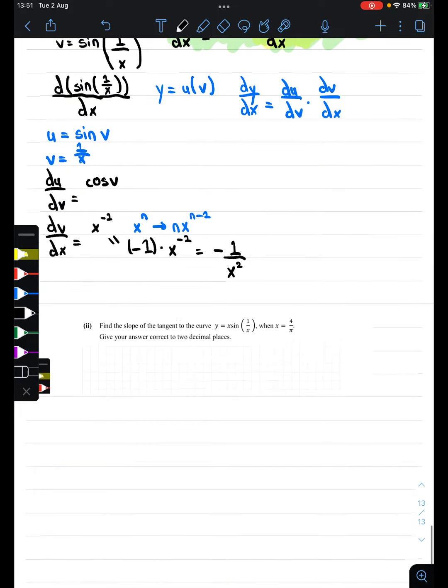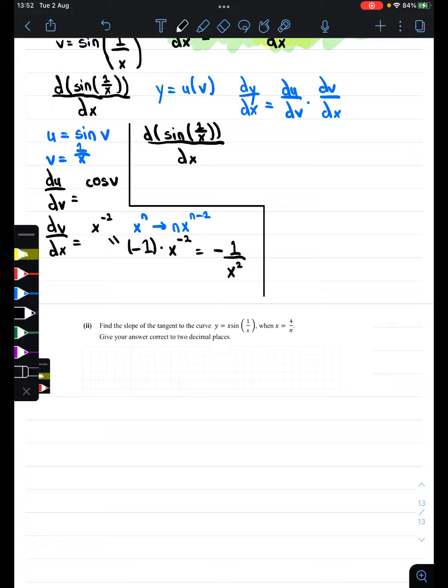Okay, so let's write it separately. So d of sine 1 over x over dx is du/dv, cosine v, where v is just 1 over x, so let's put that in, cosine of 1 over x, times dv/dx, which is just minus 1 over x squared.